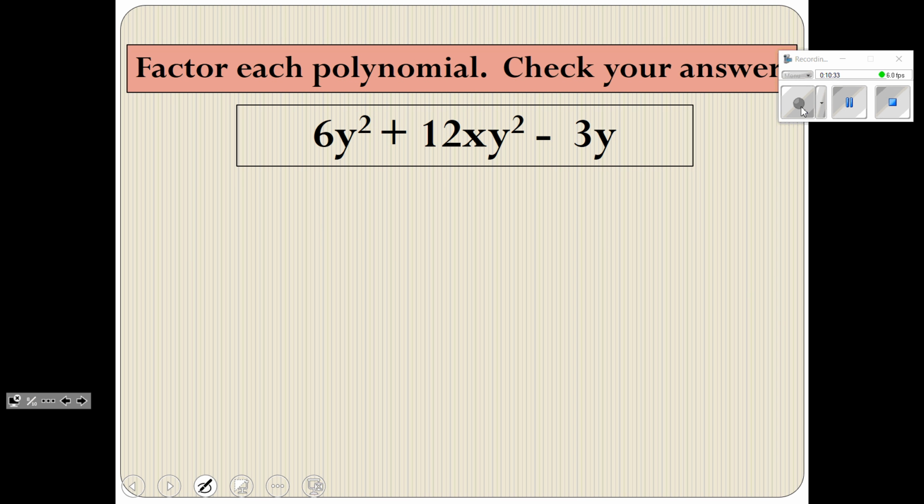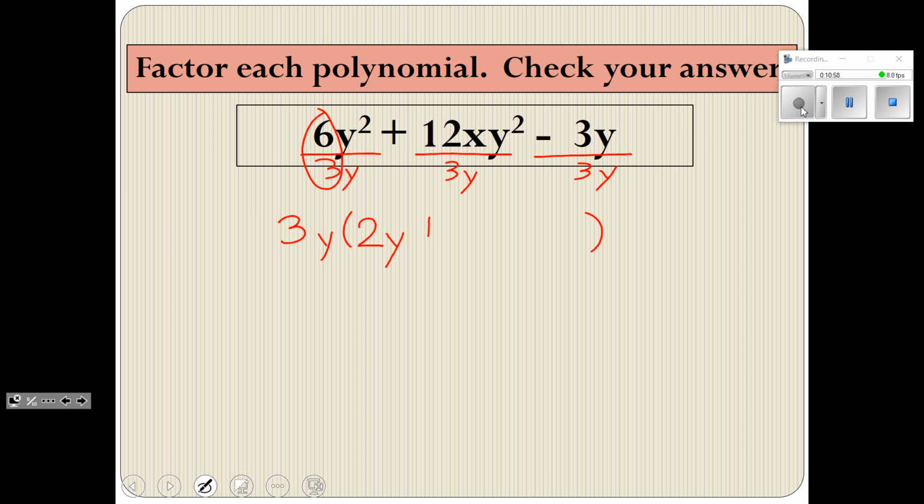The greatest common factor for this would be, for 6, 12, and 3, going to be 3. They all share a y, so my greatest common factor is 3y. So I'm dividing each term by 3y. If it helps, write it down here so you can see it. I know that 6 divided by 3 is 2, and y squared divided by y is just y.